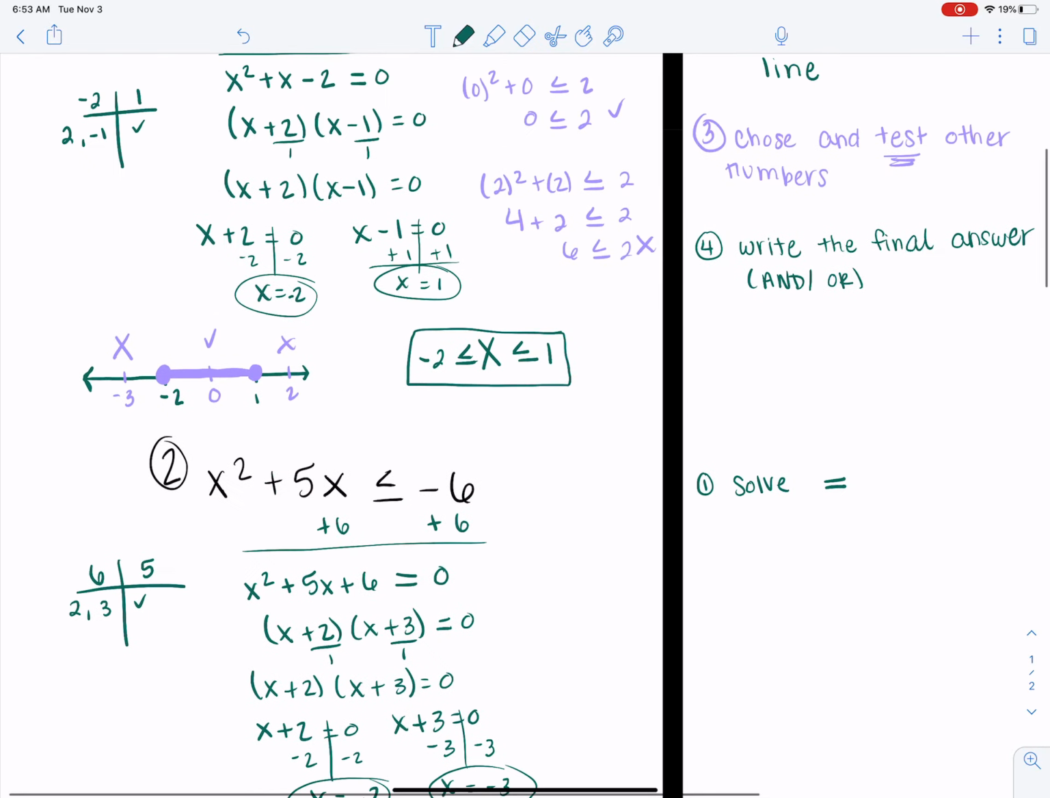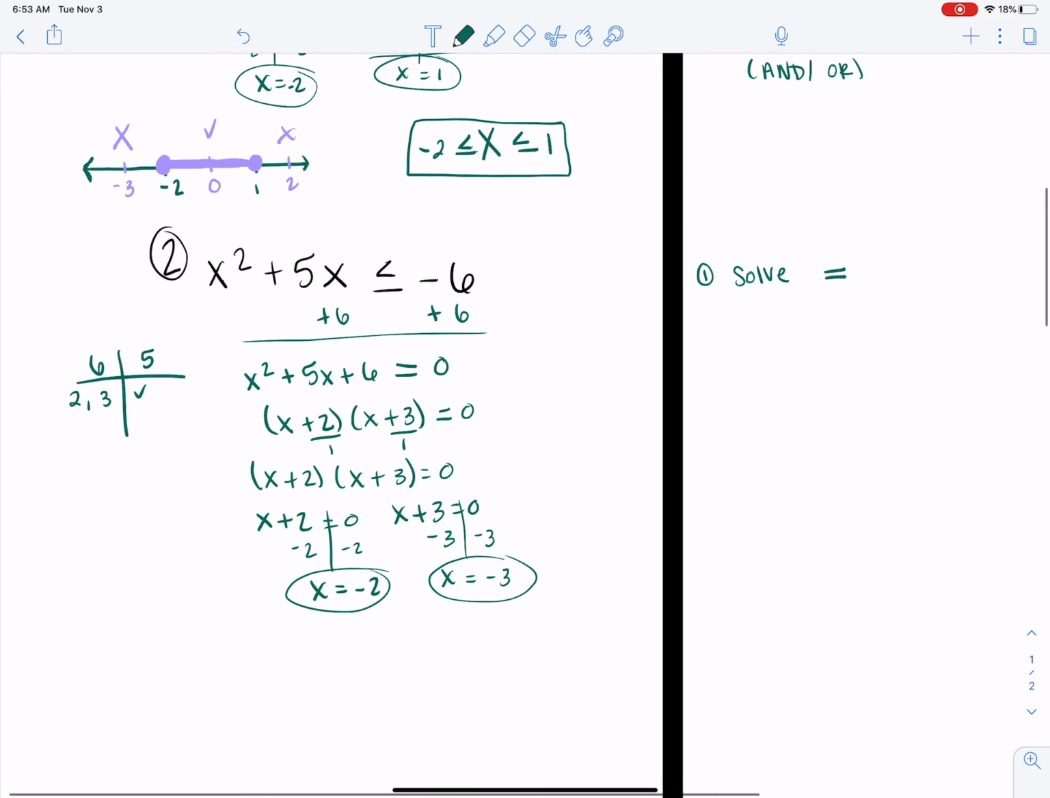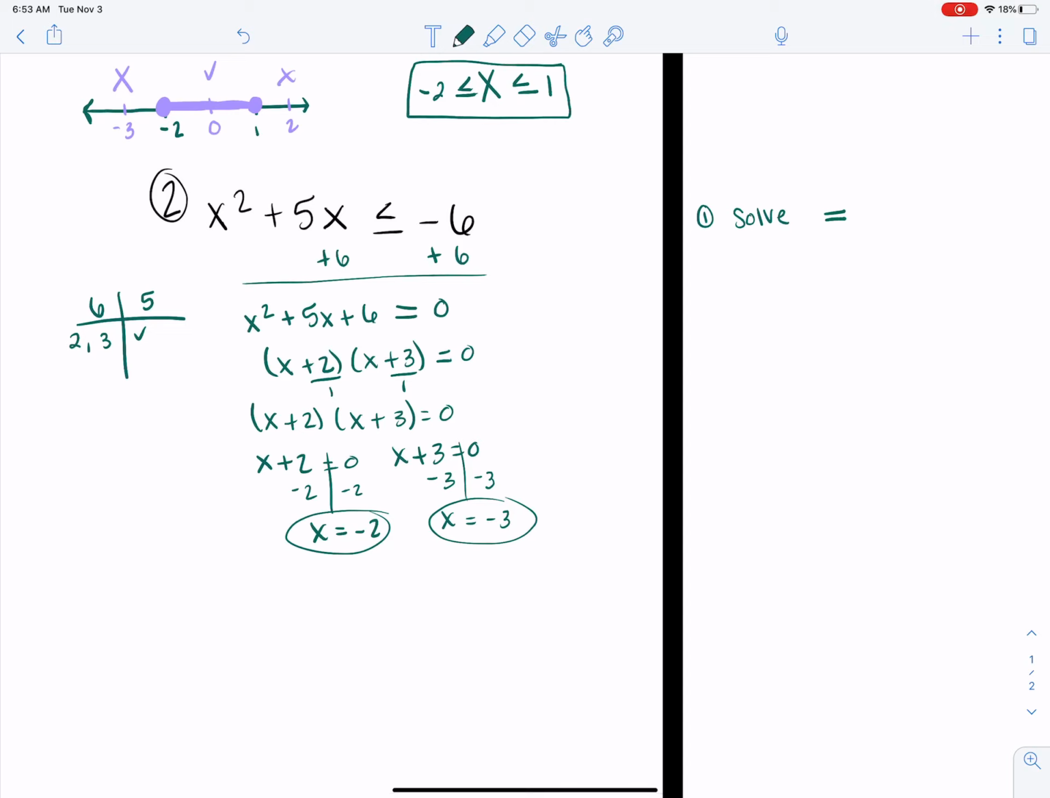Okay, so after I solve, then I can't do anything. I've pretended everything was an equal sign at this point. So now I need to put the inequality back, and I need to make a number line. So make a number line.